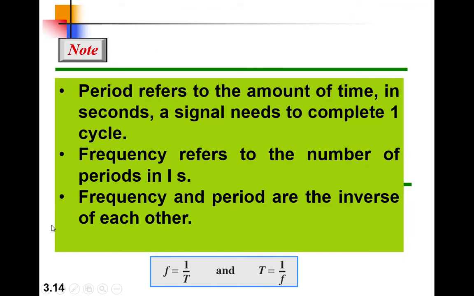So the period, or time period, refers to the amount of time in seconds a signal needs to complete one cycle. A signal completes one cycle in a certain time, and that time is called the time period. Frequency refers to the number of cycles completed in 1 second. The frequency and the time period are inverses of each other. Frequency equals 1 over time, and time equals 1 over frequency.